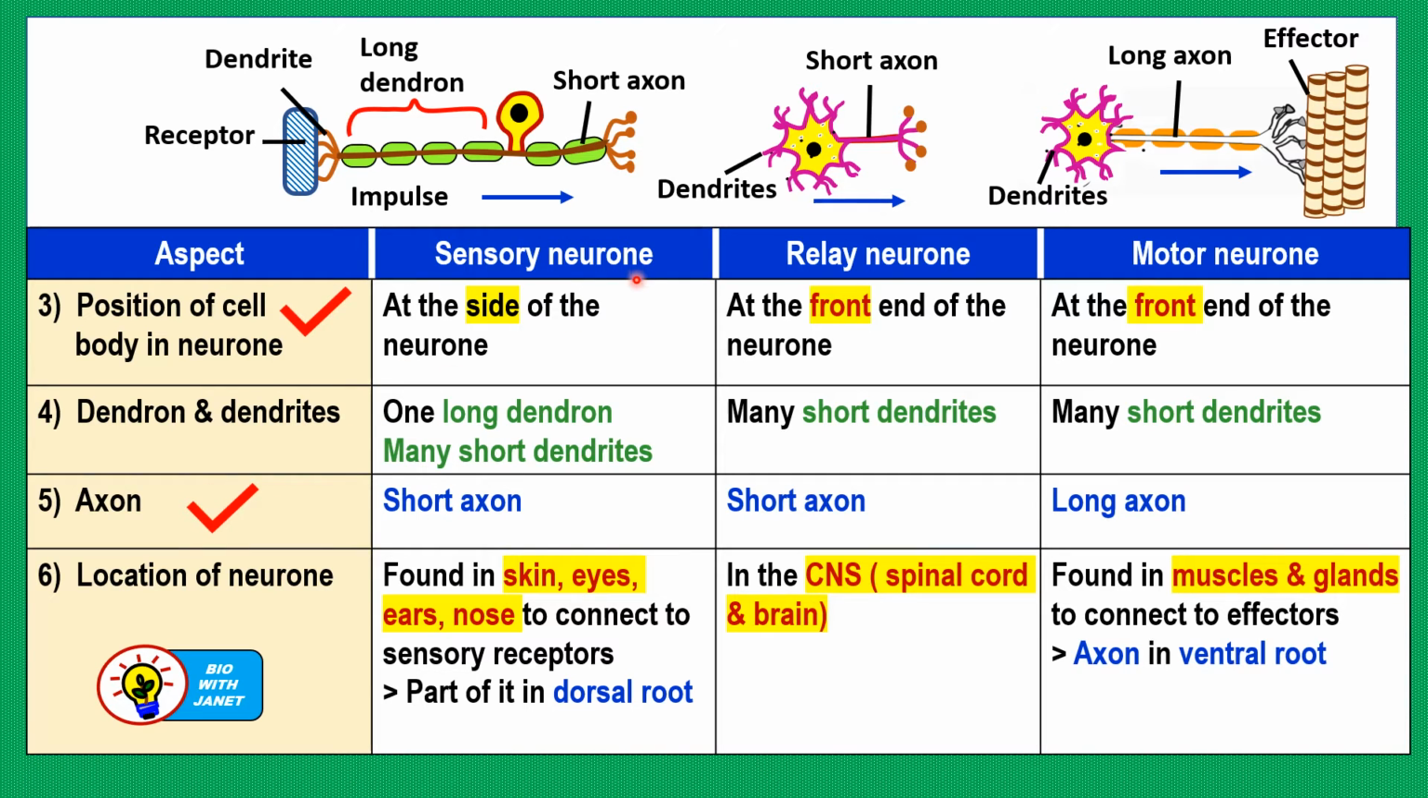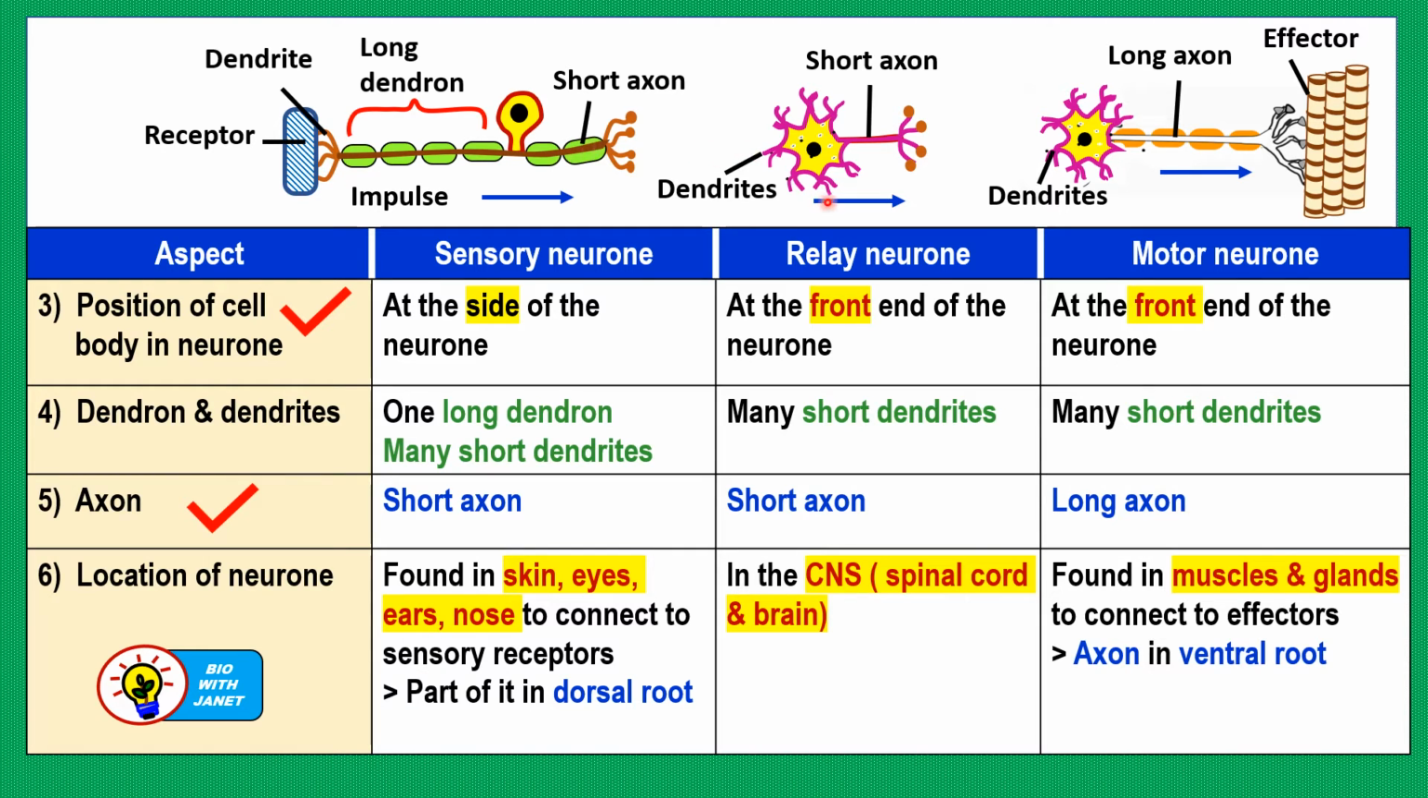The sensory neuron has one long dendron here. How to identify where the dendron is? First of all, look for the dendrites and the receptors. This is the front end of the neuron. So this structure here is the dendron because it transmits the impulses towards the cell body. And the structure that comes after this, that transmits impulses away from the cell body, must be the axon. So the sensory neuron has one long dendron here. The dendron tends to be long, and it has many short dendrites at the end here.